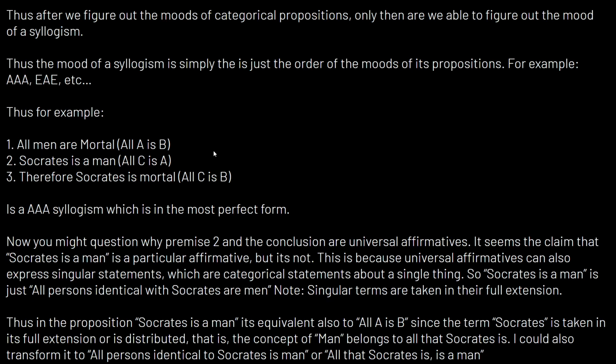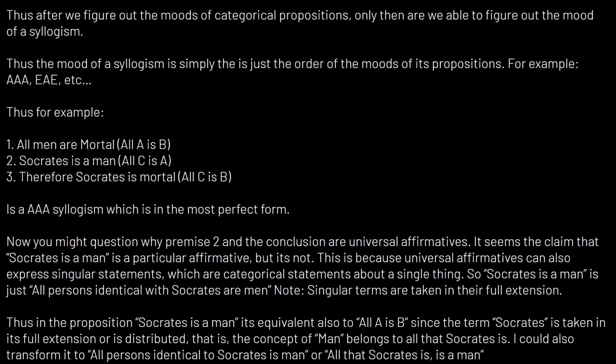Now you might question, why are premise 2 and the conclusion universal affirmatives? It seems the claim that Socrates is a man is a particular affirmative, but it's actually not. This is because universal affirmatives can also express singular statements, which are categorical statements about a single thing. So Socrates is a man is just all persons identical with Socrates are men.